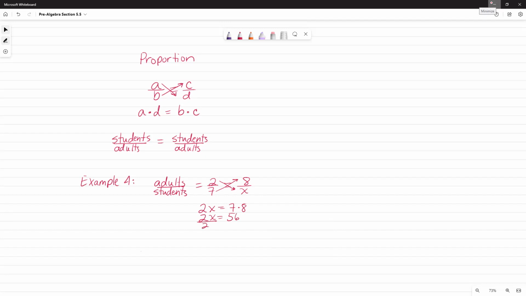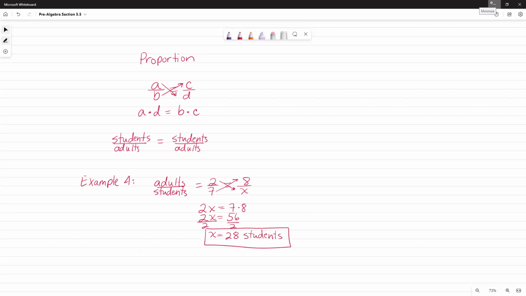And to undo multiplication, we use division. So we're going to divide both sides by 2. And 2 goes into 5 2 times with 1 left over, and 2 goes into 16 8 times. So there's 28 students.